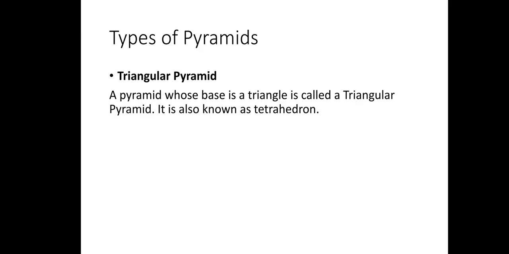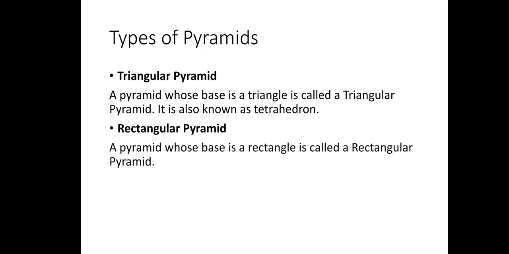A pyramid whose base is a triangle is called a triangular pyramid, and all the lateral faces are triangles tied with a common vertex. I told you that a pyramid is named after its base. So a pyramid whose base is a triangle is called a triangular pyramid. It is also known as a tetrahedron. What is the other name of a triangular pyramid? It is tetrahedron. Coming to rectangular pyramid.